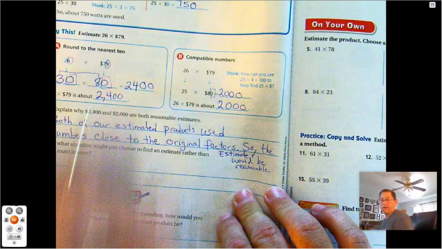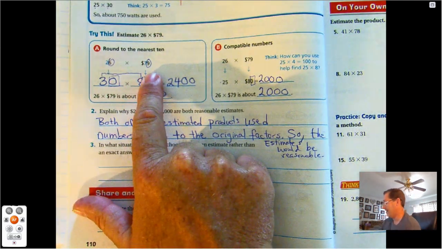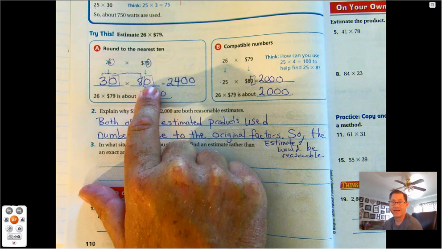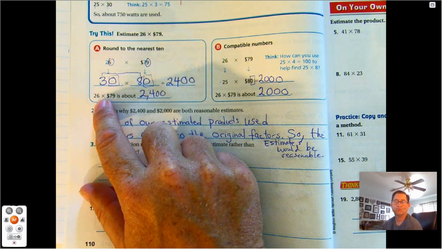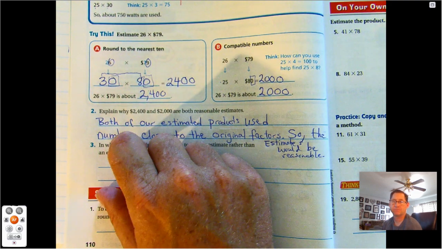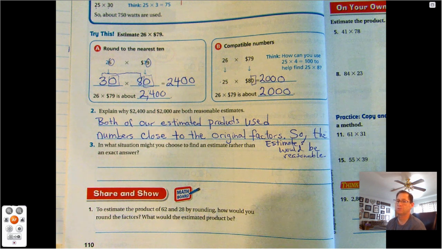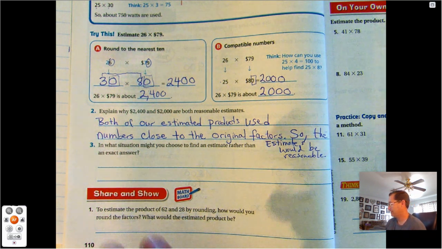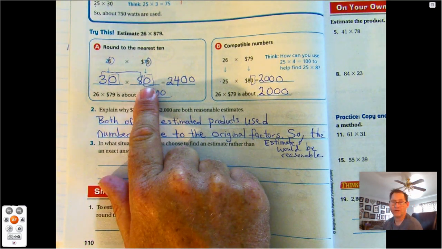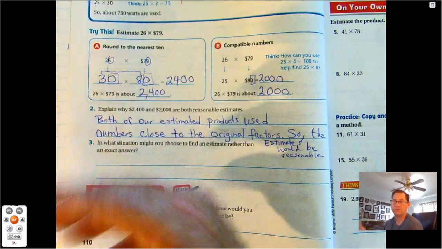For instance, what if instead of 26 times 79, instead of making that 30 times 80, what if I did, I don't know, 10 times 100? Well, now those numbers aren't really close to our original factors. This one's only 4 off. This one's only 1 off. If I change that to 10 and that to 100, we're significantly off of our original factors.